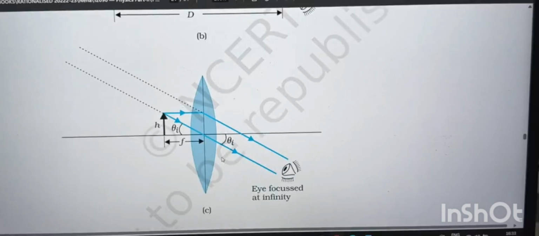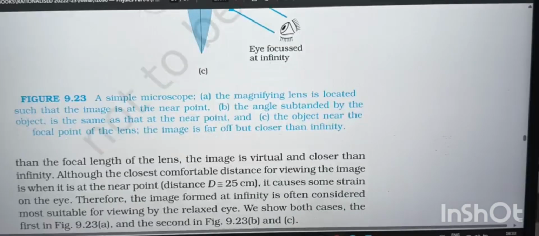Now in the second scenario, what is happening? We are going to place the object at the principal focus so that the image will form at infinity. If the image forms at infinity, what will happen? This theta I is the angle that the image creates in our eye. So now let us derive.